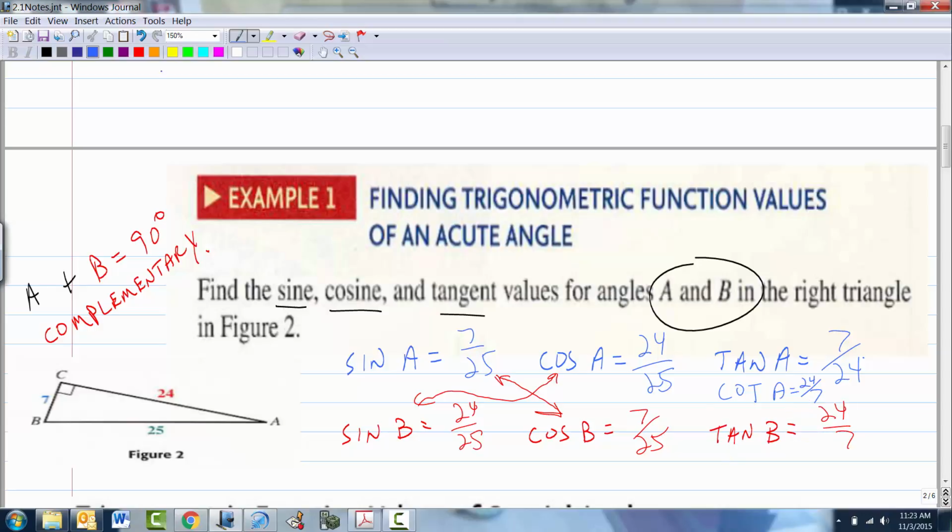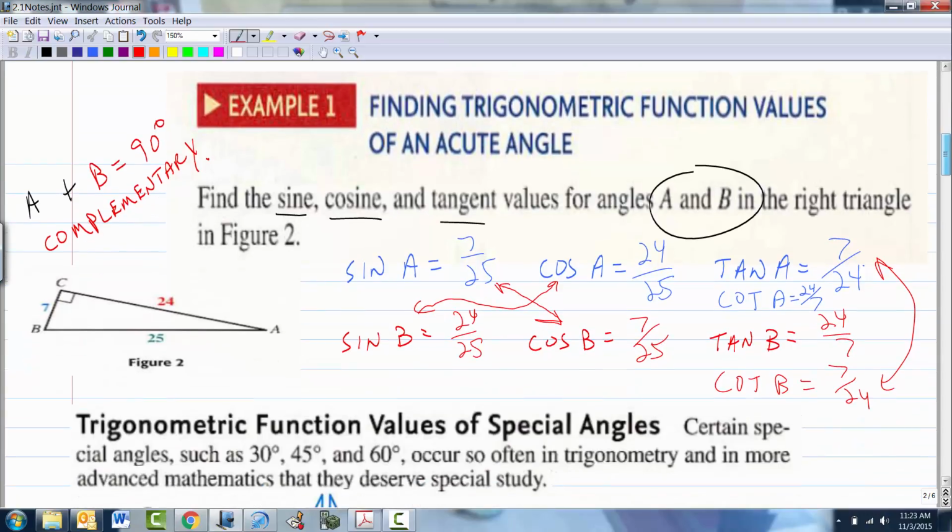Then I could do the same thing with cotan of B, which is 7 over 24, which is equal to the tan of A. And those angles are complements of each other. So that's what that says. We can do the same thing with secant and cosecant, but let's move on.